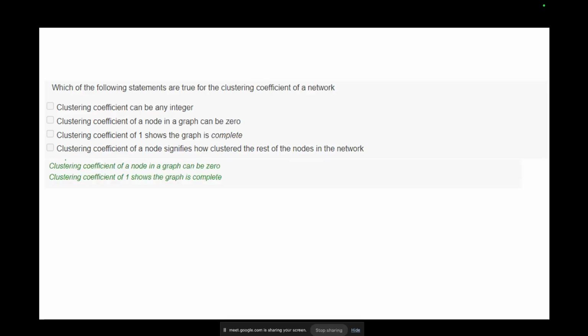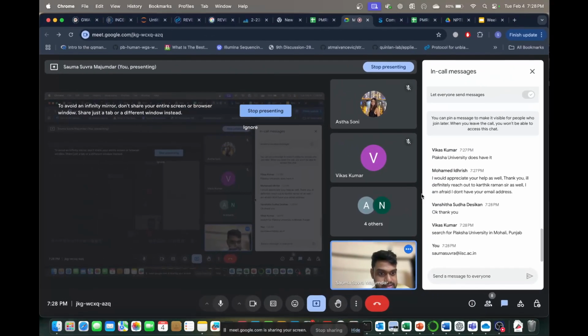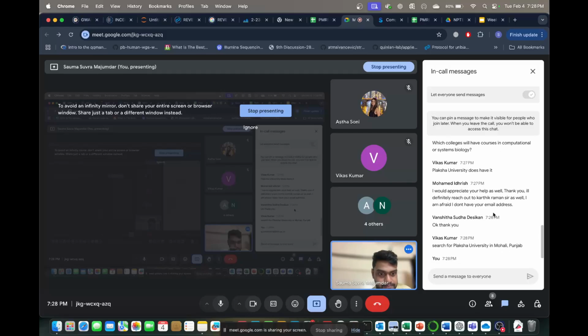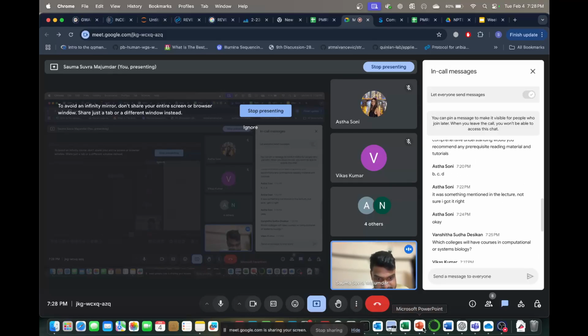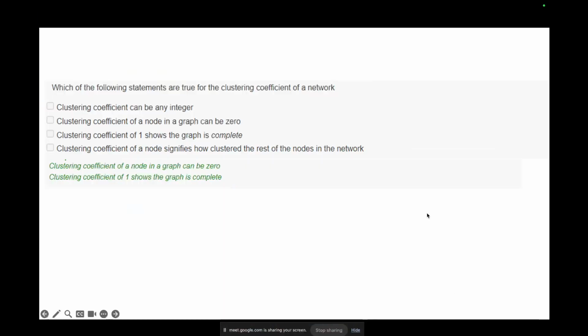Okay, so let's see the answers first. BCT you have answered. Okay. Clustering coefficient. First of all, let's go through the options one by one.